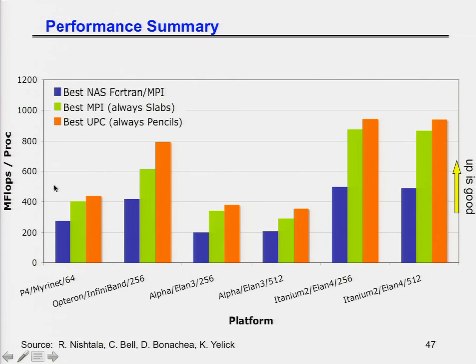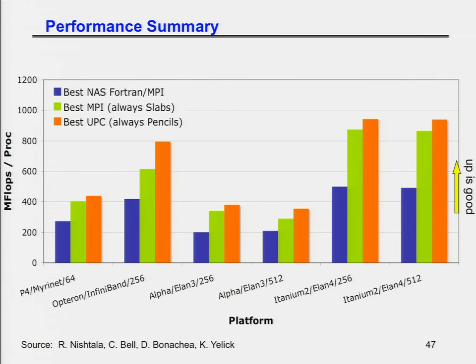Finally, here's a performance summary, which says here is the best speed. Here the vertical axis is megaflops, so up is good, going from the best Fortran MPI, to the best MPI with slabs, that's running it in C with a new algorithm, and then the best UPC version, and that was always best using pencils. You can see that it always wins to send the most small messages.